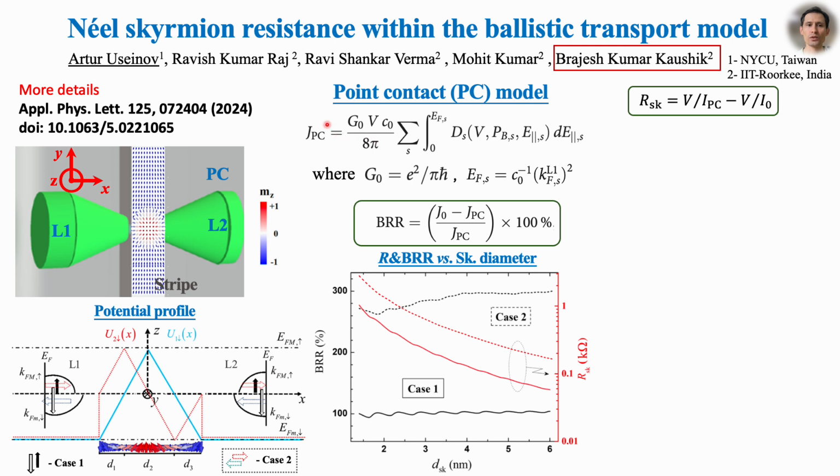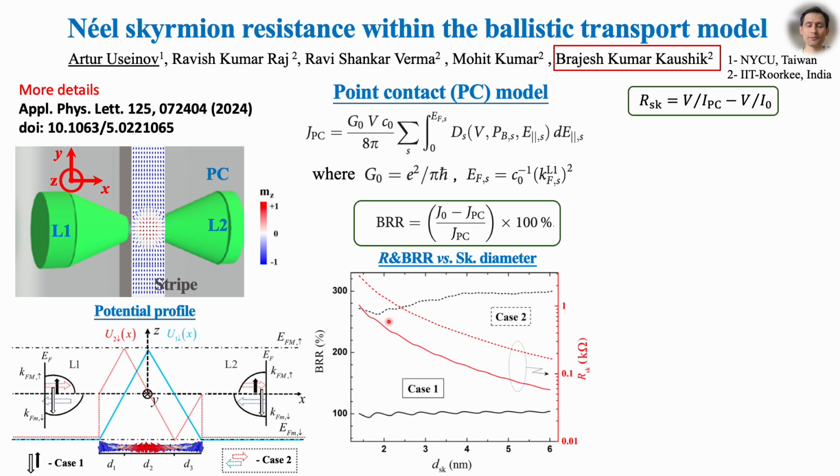So knowing the current density and the current, we can estimate the Skyrmion resistance as a difference between the point contact resistance with Skyrmion and without Skyrmion. Without Skyrmion, it means that the transmission coefficient equals 1. And for the Skyrmion, the transmission coefficient is derived according to the analytical view of the potential energy profile. So as a result, we have the ballistic resistance ratio, which shows how large the difference between current densities is.